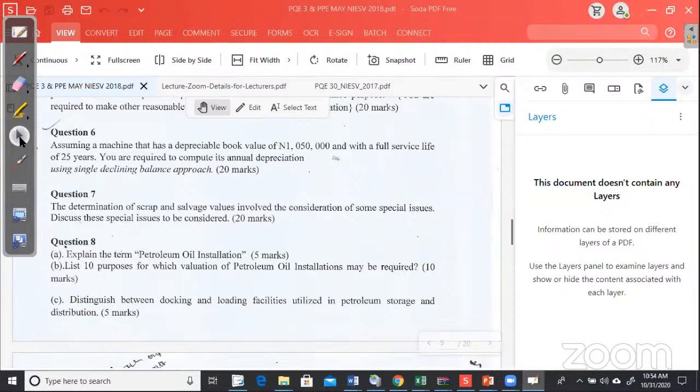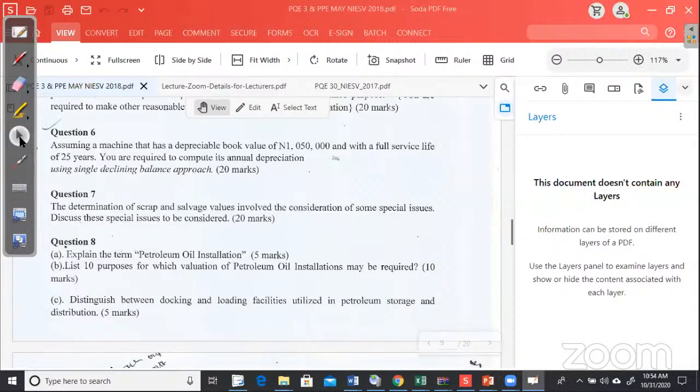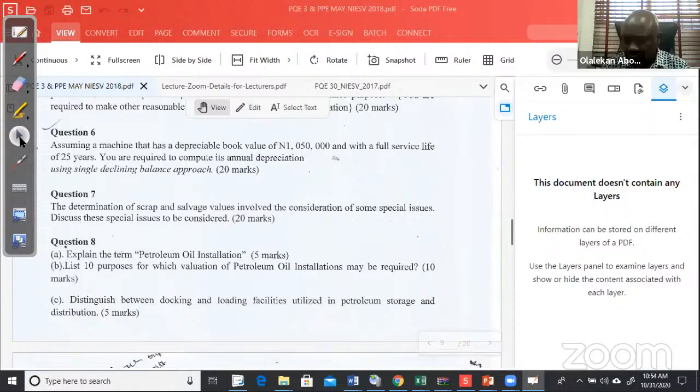And with straight line method, you don't need, who is this person? Joshua, please move yourself. Joshua, you are distracting us. Okay? So, thank you.